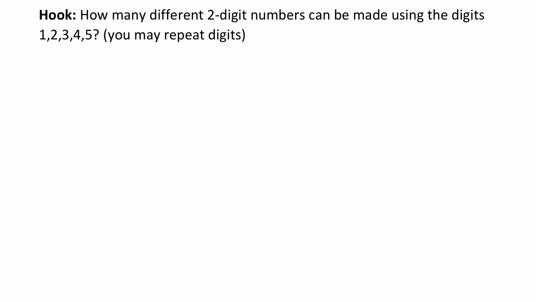And so let's look at a very, very simple example. How many different two-digit numbers can be made by using the digits 1 to 5? You may repeat digits. So we have the numbers 1, 2, 3, 4, 5, and we're making a two-digit number. Now the easiest way to do this is to start writing them out.